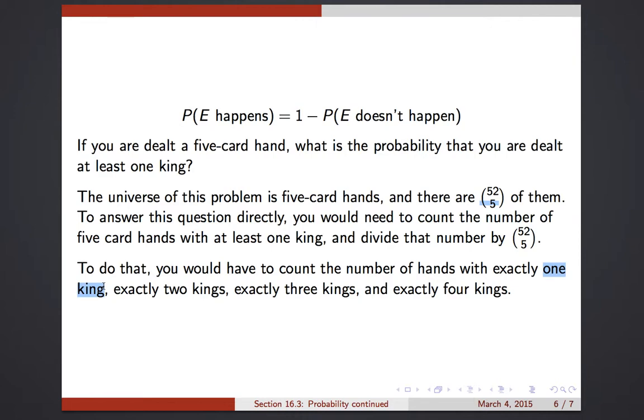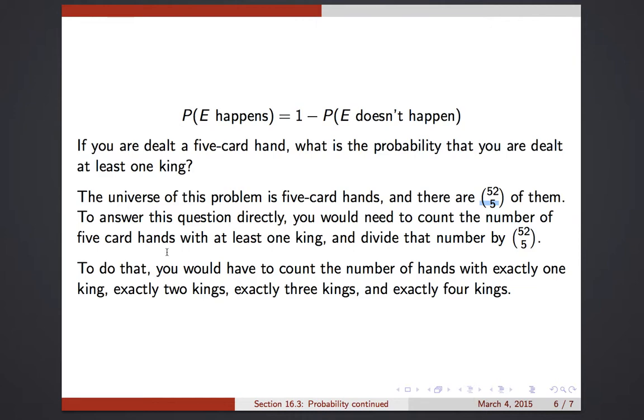That hand has a king in it. So you might count that hand as a success for this scenario, having one king. But then when you move on to having 2 kings, you don't want to count that again. So what I'm saying here is this problem of counting all this has all sorts of potential for error. It's hard, right? You might end up double counting, triple counting different hands, etc. So doing this directly is difficult.